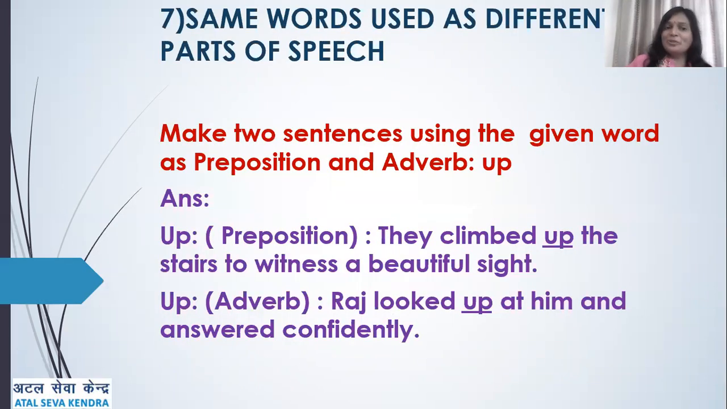Now, same words used as different parts of speech. Make two sentences using the given word as preposition and adverb. The given word is up. Up can be used as a preposition and also as an adverb, depending upon the function in a sentence. They climbed up the stairs to witness a beautiful sight. Up here is a preposition. Raj looked up at him and answered confidently. Up here is an adverb.